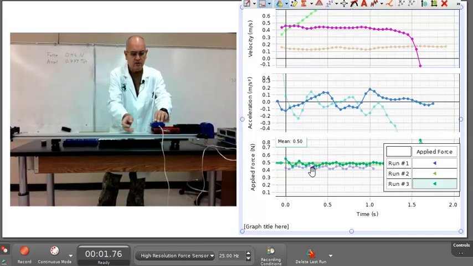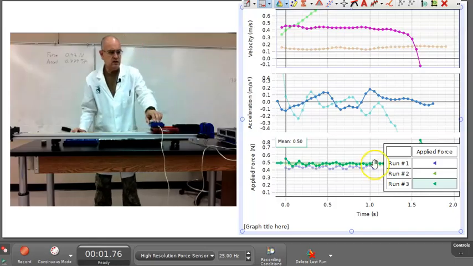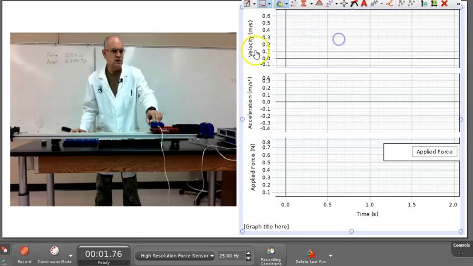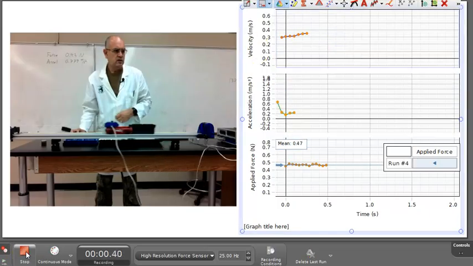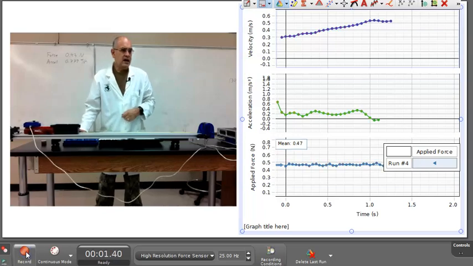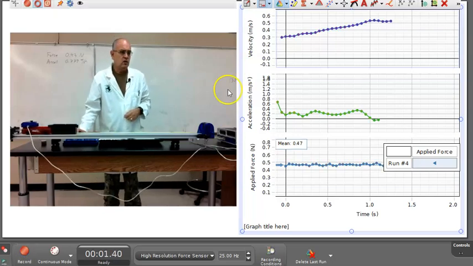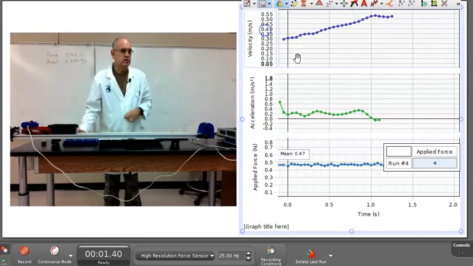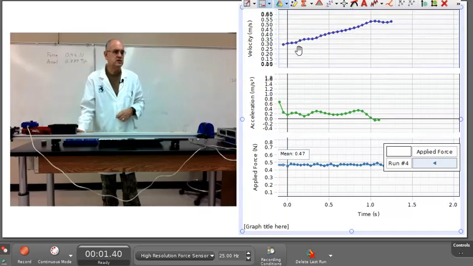What's going to happen? We zero the force sensor. And let's see what happens. I'm going to clear out all the runs here so we can see what happens. We have an acceleration, don't we? We have a constant acceleration. The acceleration went up, okay, or there was an acceleration.